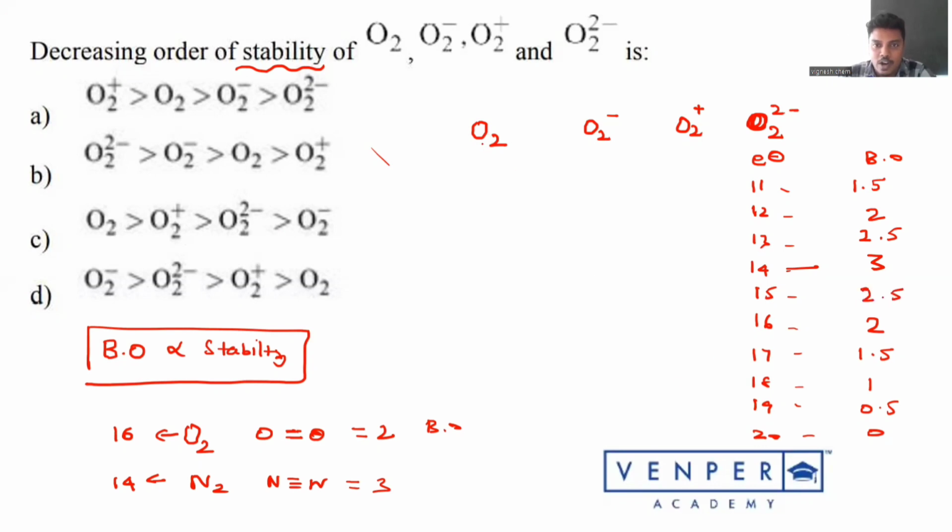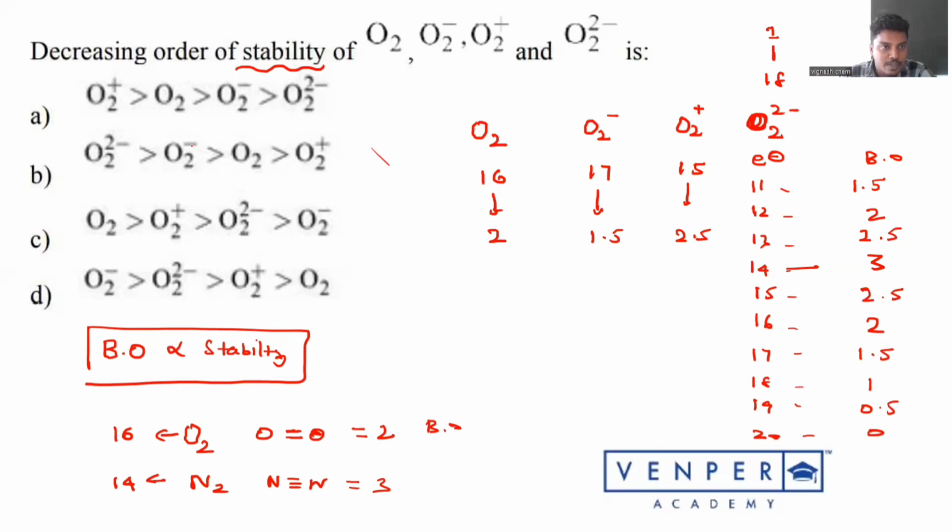Now we know oxygen has 16 electrons. Yes or no? For O2 minus, you have to add, right? 16 plus 1, 17 electrons. This is 15 electrons. This is 18 electrons. Now what is the 16 bond order? 2. What is the 17 bond order? 1.5. What is the 15 bond order? 2.5, right? What is the 18 bond order? 1. Now, which has the highest bond order? O2 plus has the highest bond order.